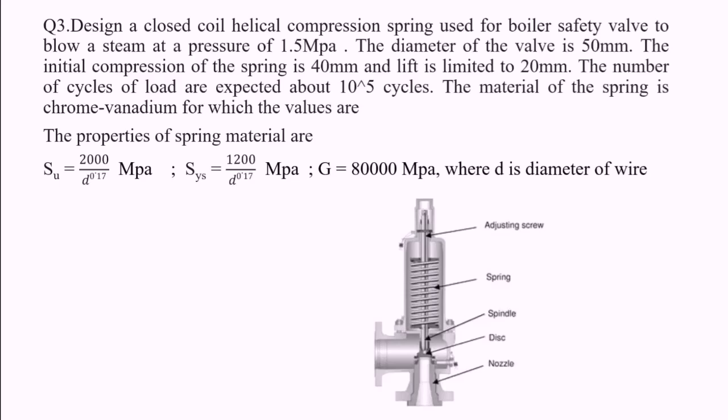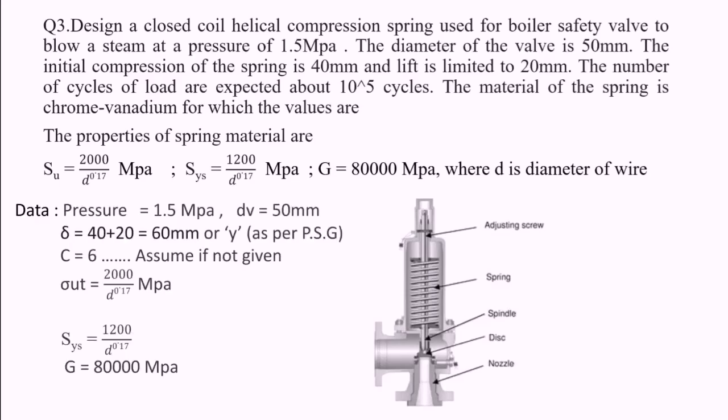Before starting the solution, let us first find out what the data given are. So in data, we are given the pressure applied on the spring is 1.5 MPa. The diameter of the valve is 50 mm. In the question, it is given that the initial compression of the spring is 40 mm. That means the spring is initially compressed to 40 mm and the spring is limited to be lifted to 20 mm. Hence, the total deflection of the spring will be 40 plus 20, that is 60 mm.